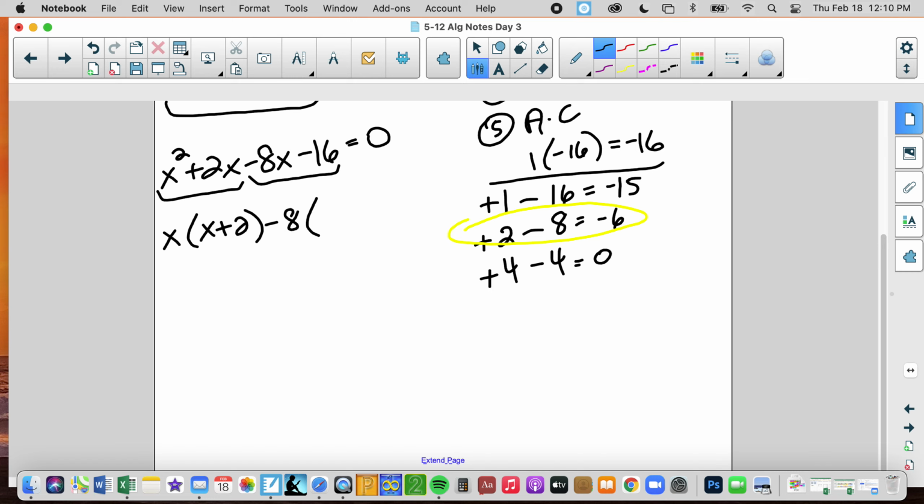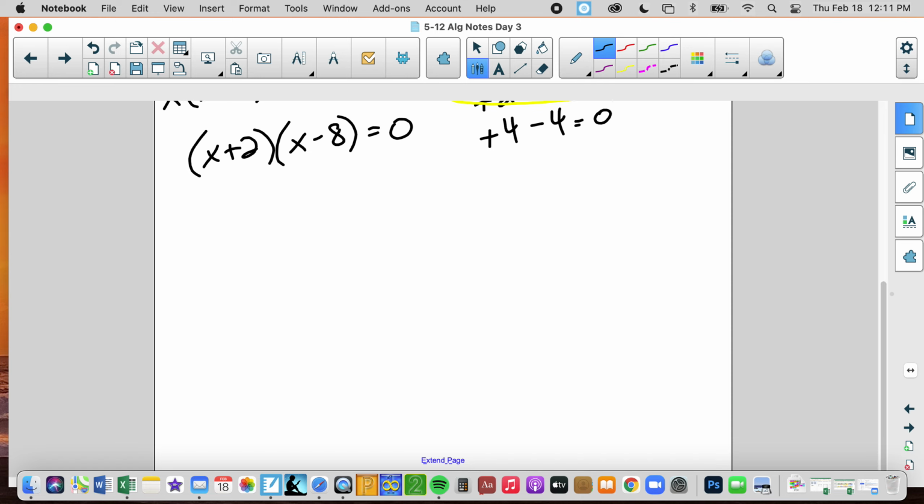I notice that my first term is negative, so I have to factor out a negative, and that gives me x plus 2 equals 0. The two items in the parentheses are the same, so I'm going to pull that out, and that leaves me with x minus 8. Now, much like we did in day 2, we know that the product of two numbers equals 0, so either this has to equal 0 or this has to equal 0.